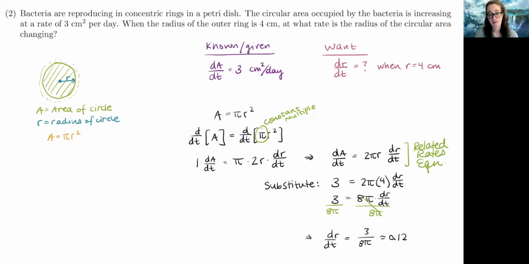We all definitely need some units on this. So the r is measured in centimeters and t is measured in days. So this is centimeters per day. And that's what we're looking for. So at the moment in time when the radius has hit 4 centimeters, the next day after that, the radius will increase by about 0.12 centimeters. Pretty cool, right? We didn't have to get time involved at all, which is what is really neat about this whole idea.